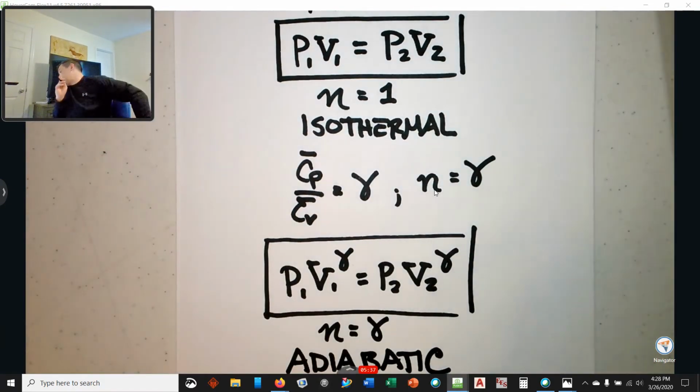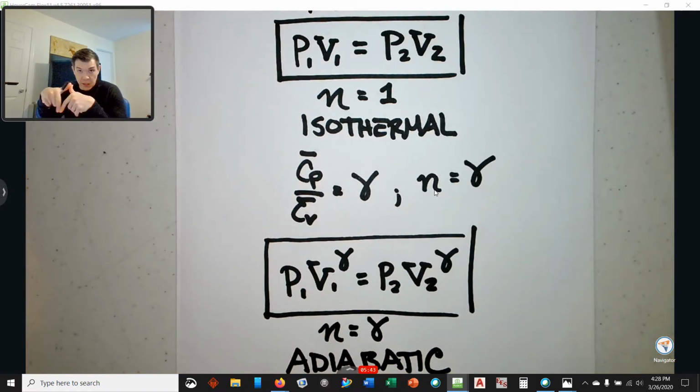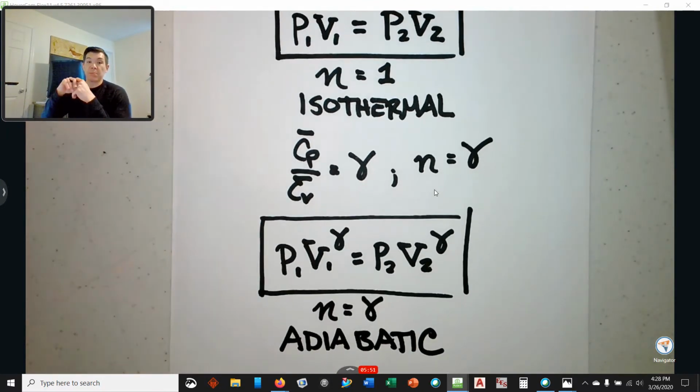And remember, that was one of the assumptions that we made when we were setting up this problem. We assumed that Q was 0 when we were applying the macroscopic energy balance.